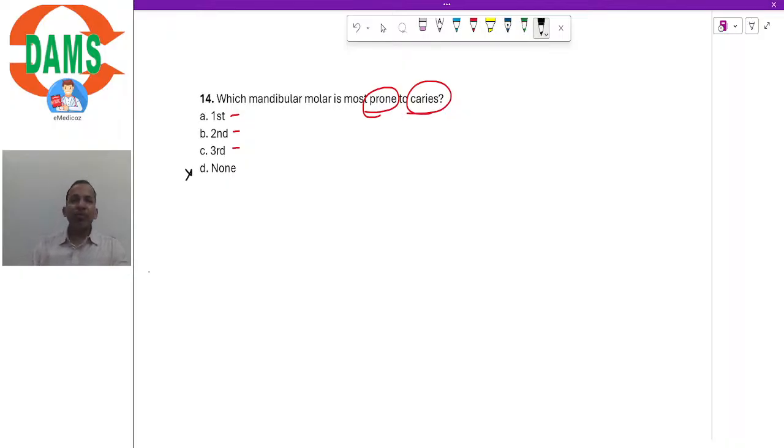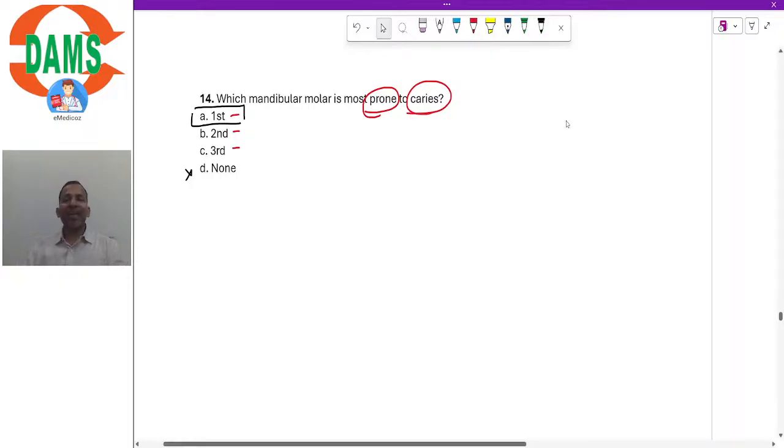So which of these is most prone to caries? The one that exists in the oral cavity for the longest duration, isn't it? And the one which will have more grooves. So obviously first molar, it also has more grooves and it exists for the longest duration, isn't it? So first molar is most prone to caries. Now I'm not saying that it has maximum supplemental grooves, but yes, it has more developmental grooves, isn't it?